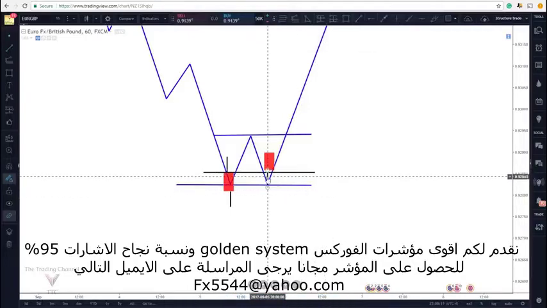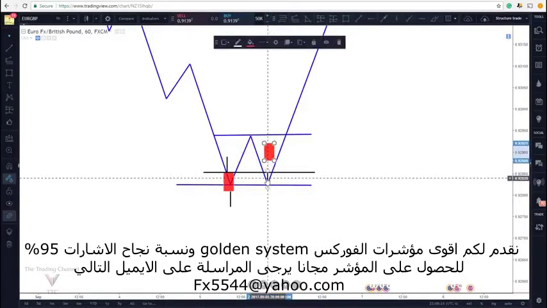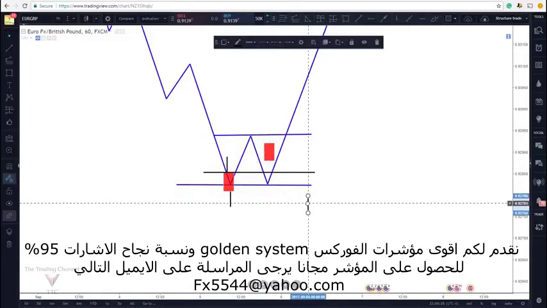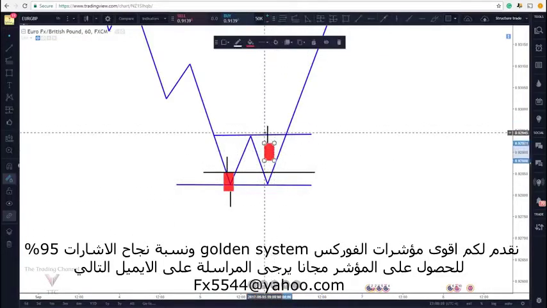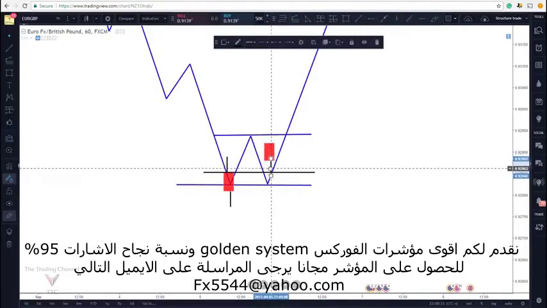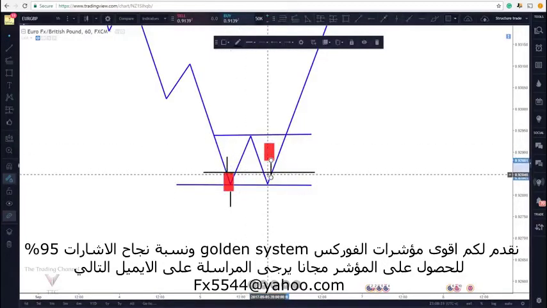Now, what would make this invalid? Well, if the wick did not touch the body. Let's say we had a candle like that with no wick, the wick was on top, then that would not be a valid double bottom. We need the wick to at least touch the top of that body to be a valid double bottom.